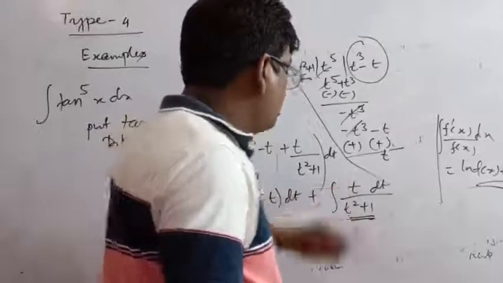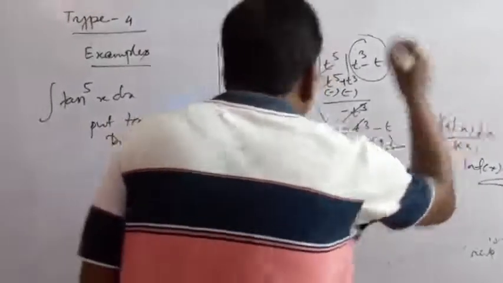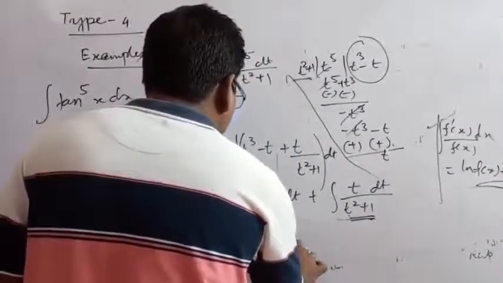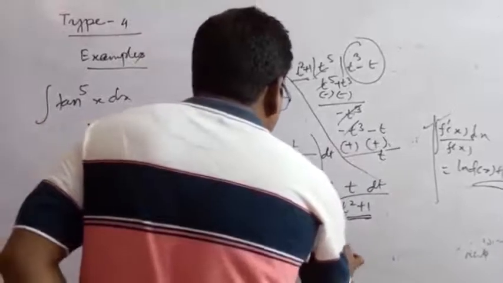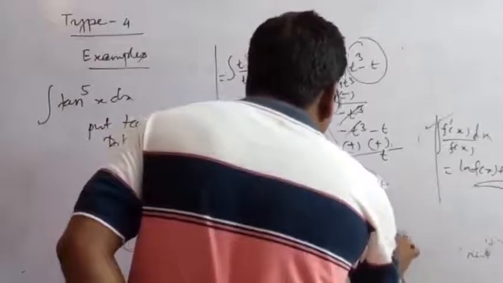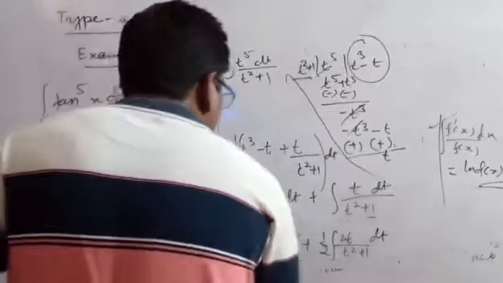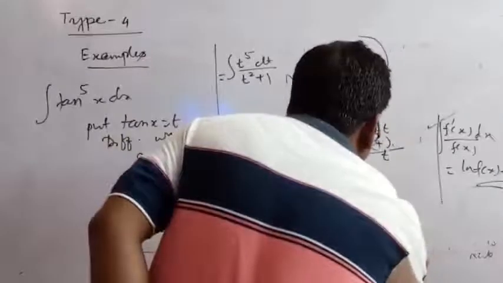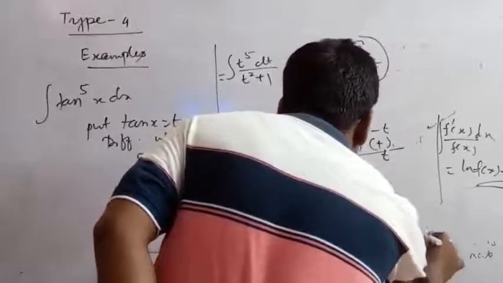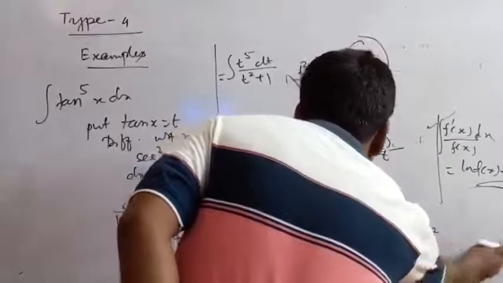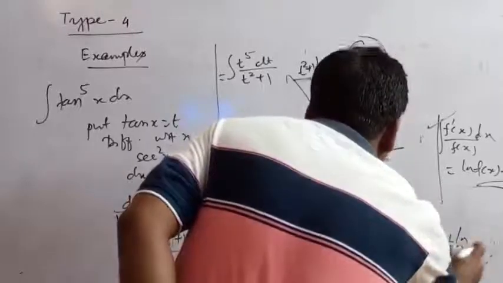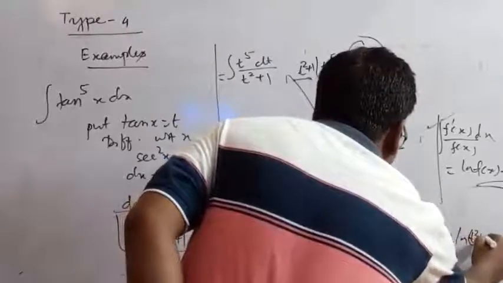Numerator is t. So into 2 by 2, we get this formula. That is t to the 4th by t minus t square by 2 and 1 by 2. This is 2t by t square plus 1 dt. Okay. So this is equal to t to the 4th by 4 minus t square by 2 plus 1 by 2 into log of t square plus 1 plus c.